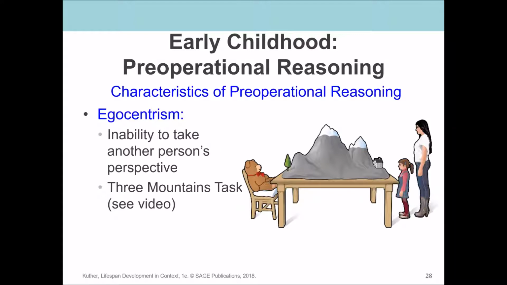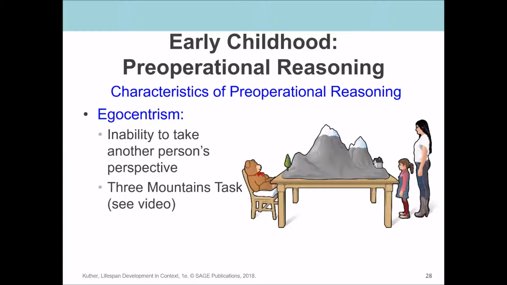And we can test this using the 3 mountains task. I'll put a link to a video up on Canvas. And what you can see here from the picture is a teddy bear sitting on the opposite side of this almost like diorama from a child and an experimenter. And the experimenter will walk the child around the mountain so they can see everything that's there, and then say, what can the teddy bear see from his perspective?